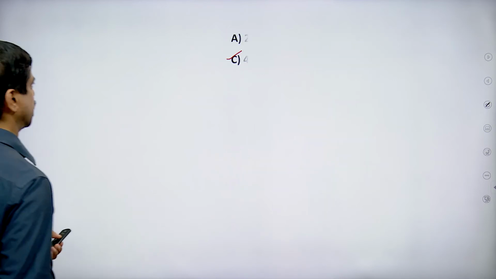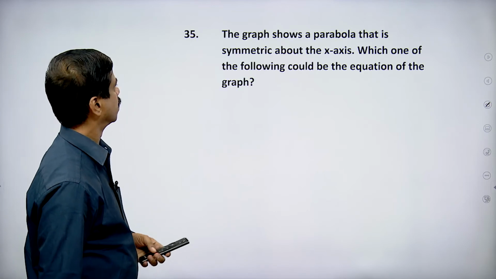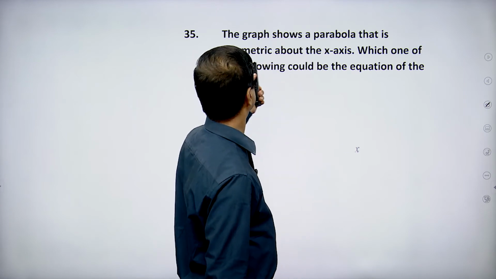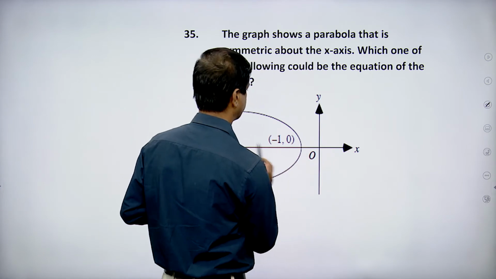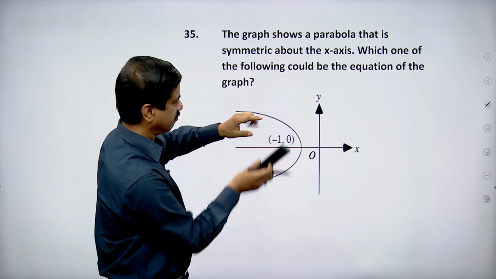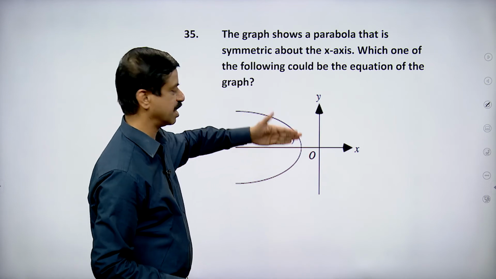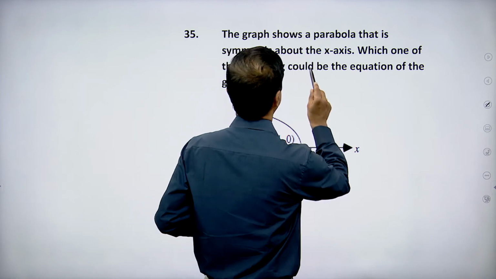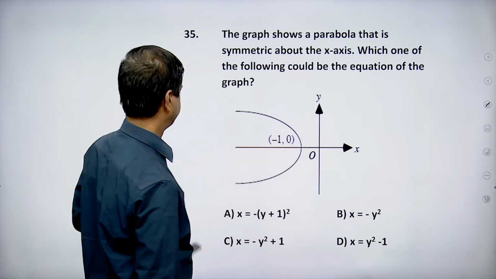Right, children, let us go to the next question. The graph shows a parabola that is symmetric about the x-axis, meaning this line. X-axis means y equal to 0. Symmetric means what? Across this line, if you fold the graph, this curve and this curve will overlap each other when you fold it along the y equals 0 line. Then they are symmetric about the x-axis. Which one of the following could be the equation of the graph?